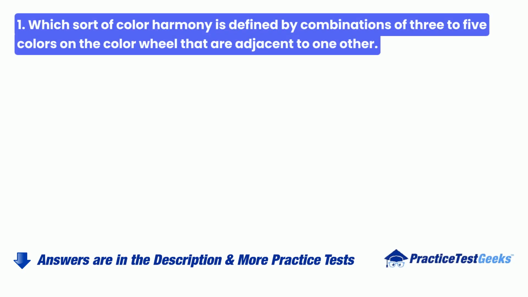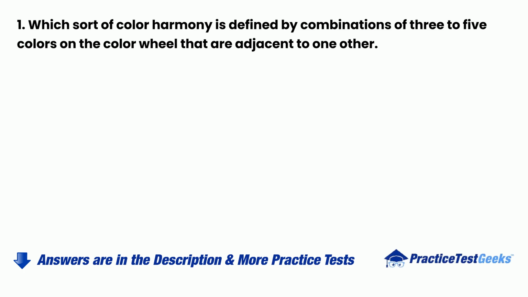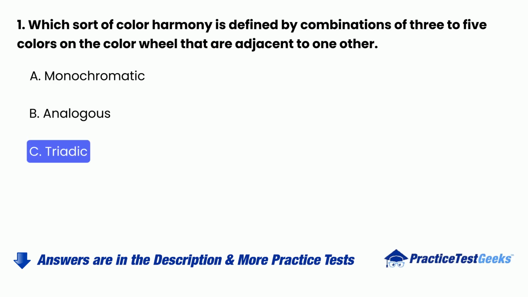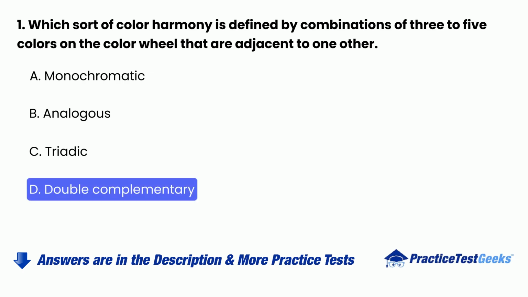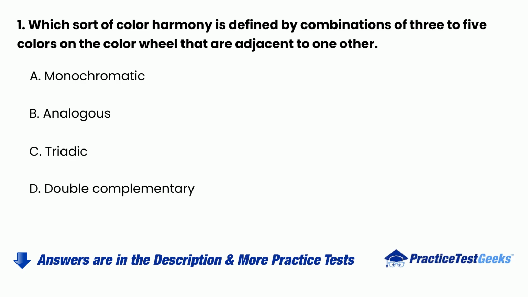1. Which sort of color harmony is defined by combinations of 3 to 5 colors on the color wheel that are adjacent to one another? A. Monochromatic. B. Analogous. C. Triadic. D. Double complementary.